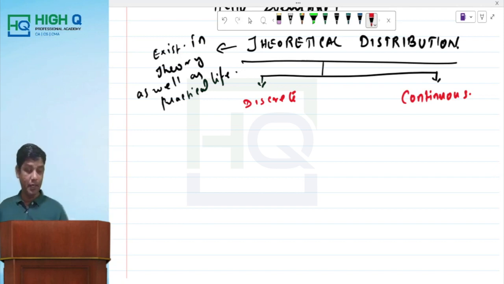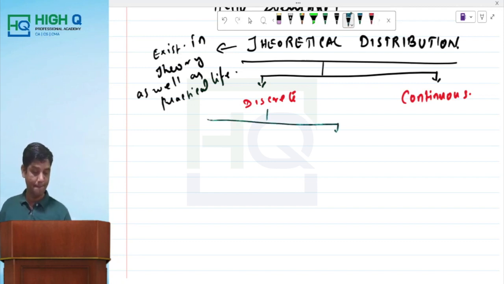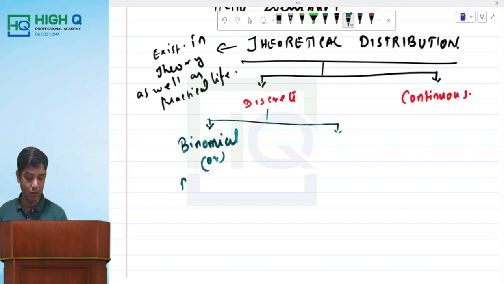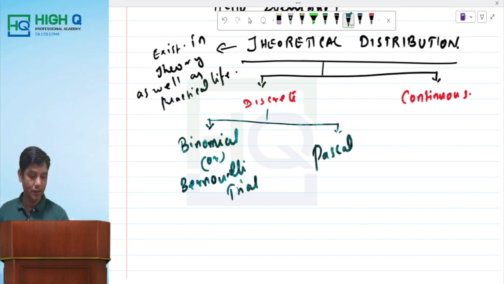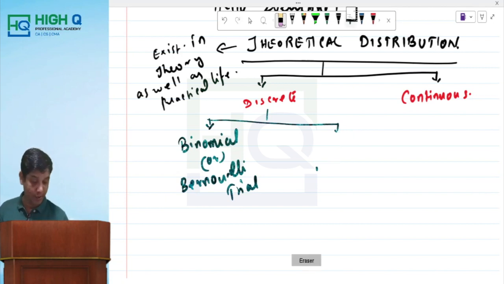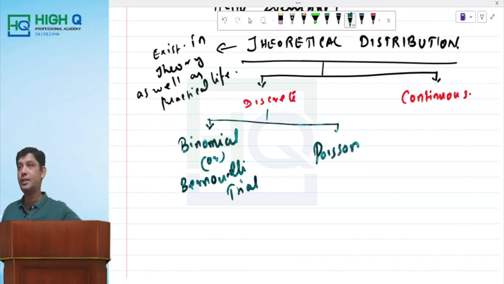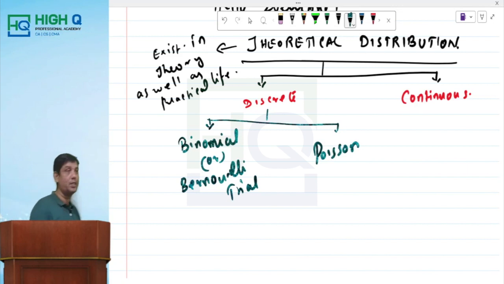Now listen here. Discrete I am going to classify into two parts. One is binomial distribution or Bernoulli trial. Then Poisson distribution. One is binomial distribution and the other one is Poisson distribution.